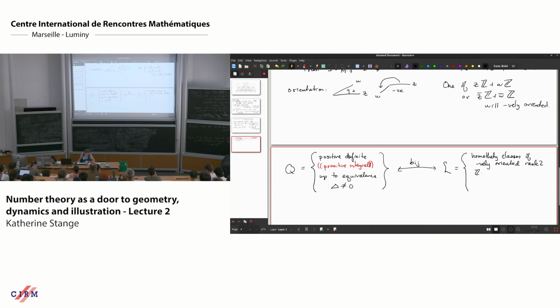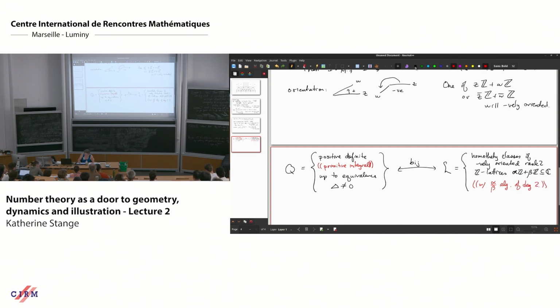negatively oriented rank 2 Z lattices in C. Let me give it a name, Z. And then if I want primitive integral on the quadratic form side, then what you're doing is requiring the ratio between alpha and beta, because of course alpha and beta are just up to homothety, so we can only talk about their ratio. This should be an algebraic number of degree 2.